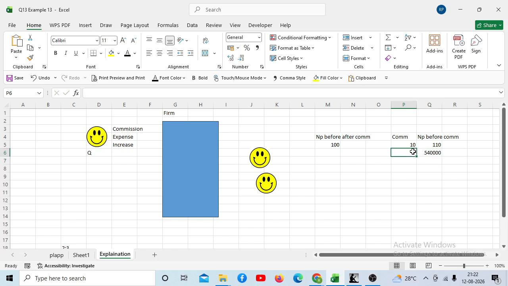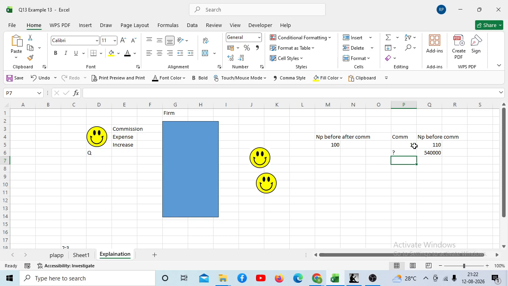Now if we do the cross multiplication, it becomes 5,40,000 into 10 upon 110. Got it? Why is it coming 10 upon 110? The logic behind that. Sir, I did not understand. Can you repeat? I am just repeating.